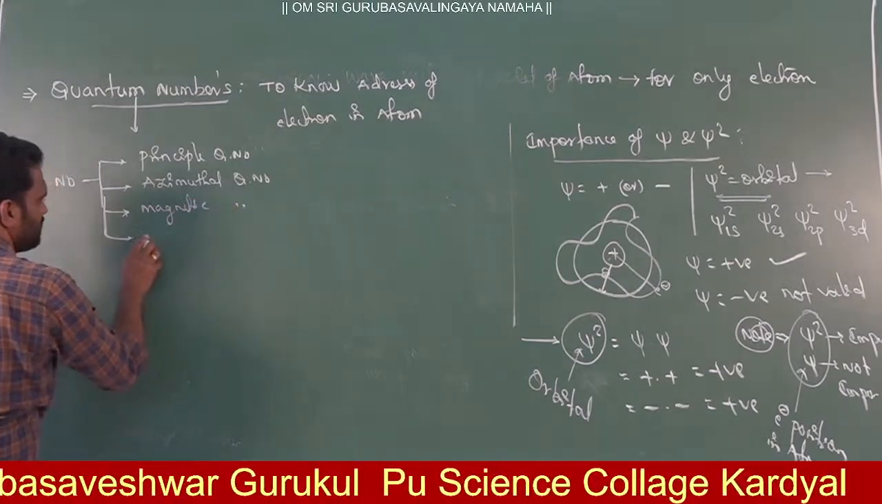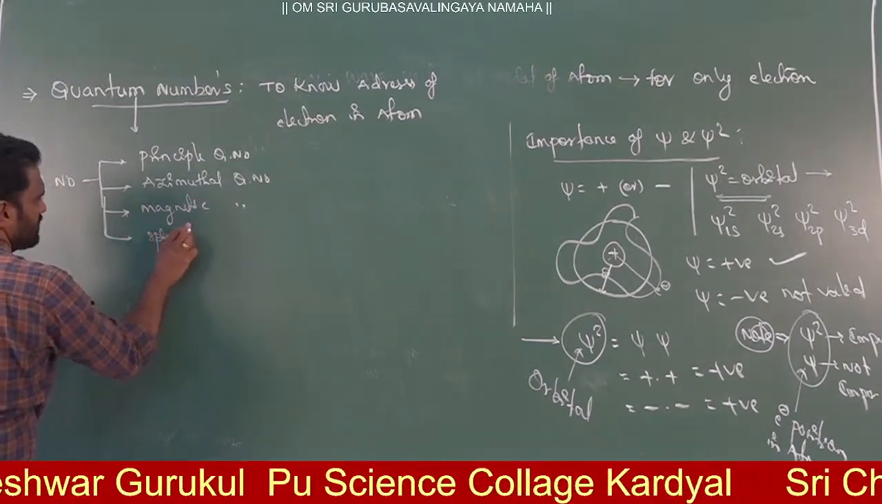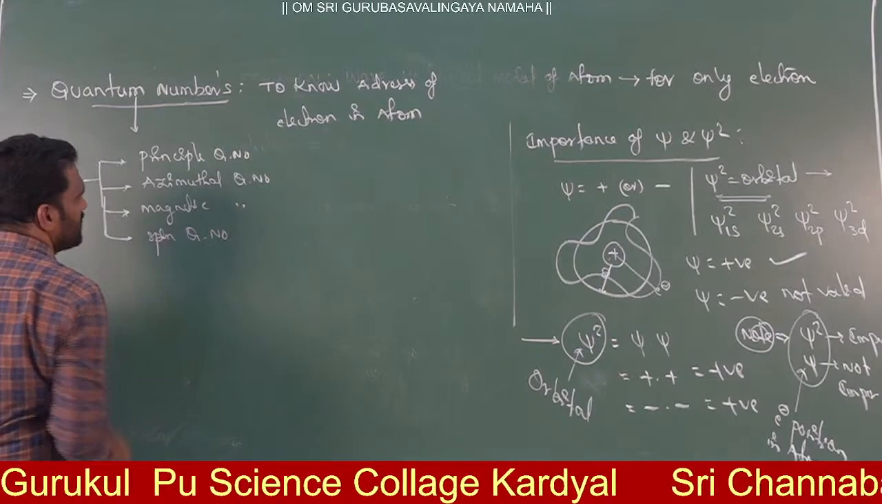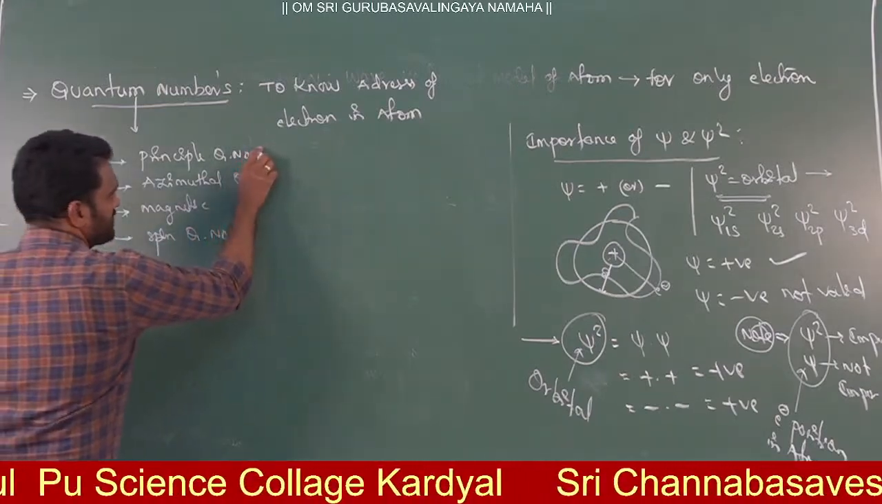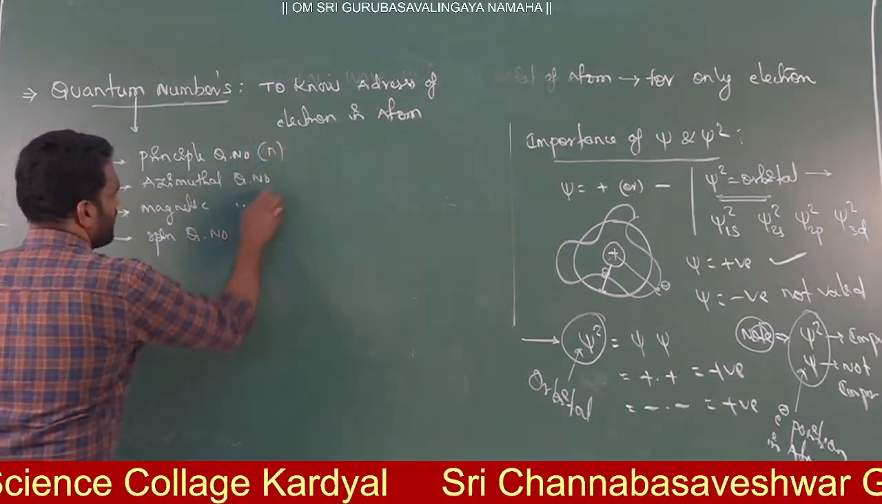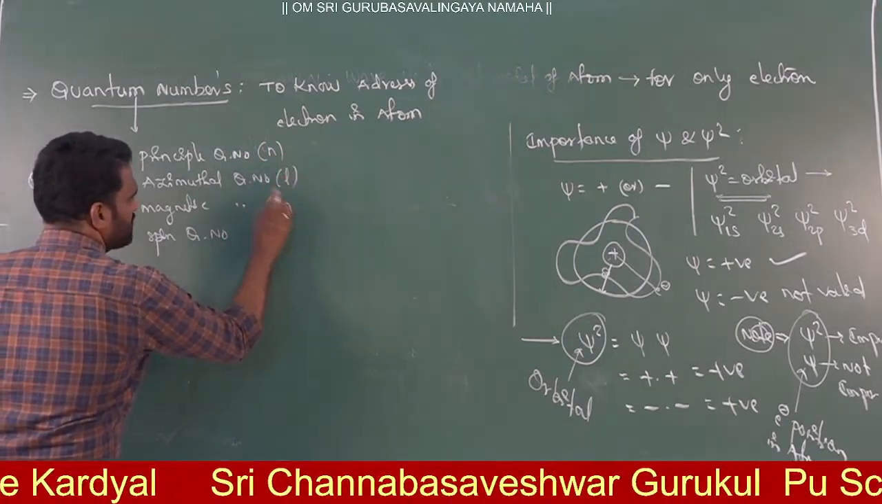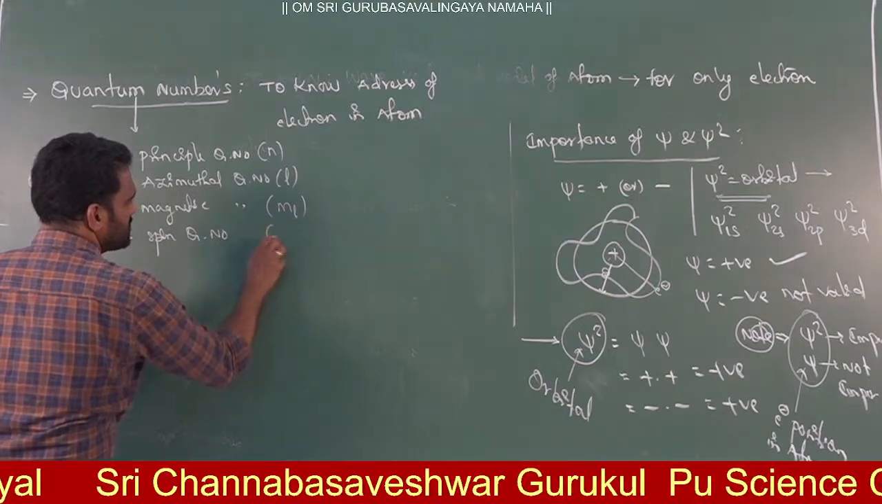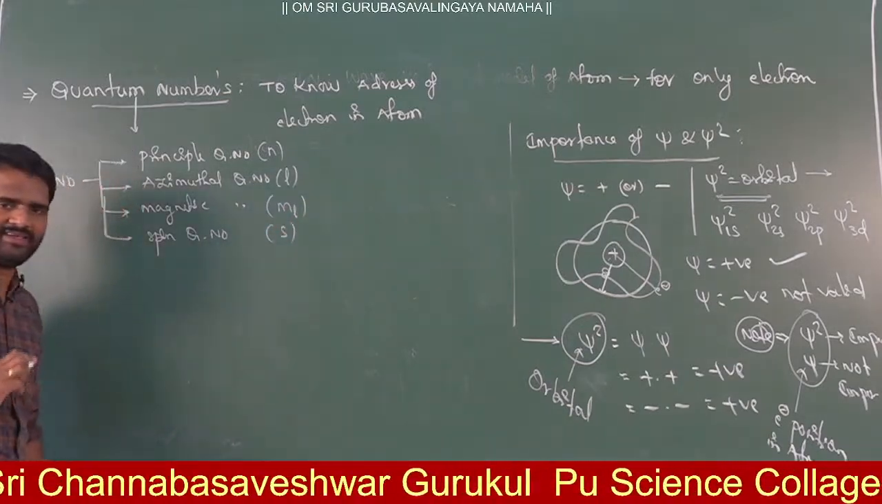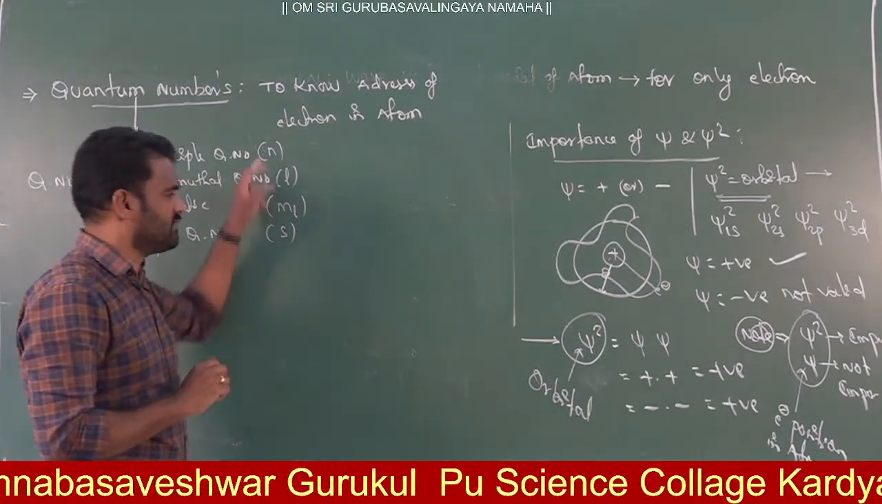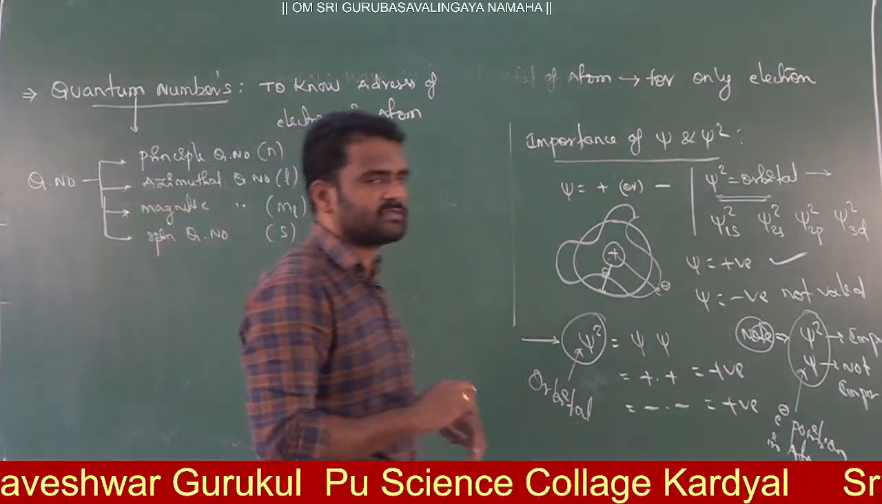Magnetic quantum number. Fourth one is spin quantum number. So the principal quantum number is represented by n, the azimuthal quantum number represented by l, the magnetic quantum number represented by m_l, and the spin quantum number represented by s. Okay, this is the representation of quantum numbers.